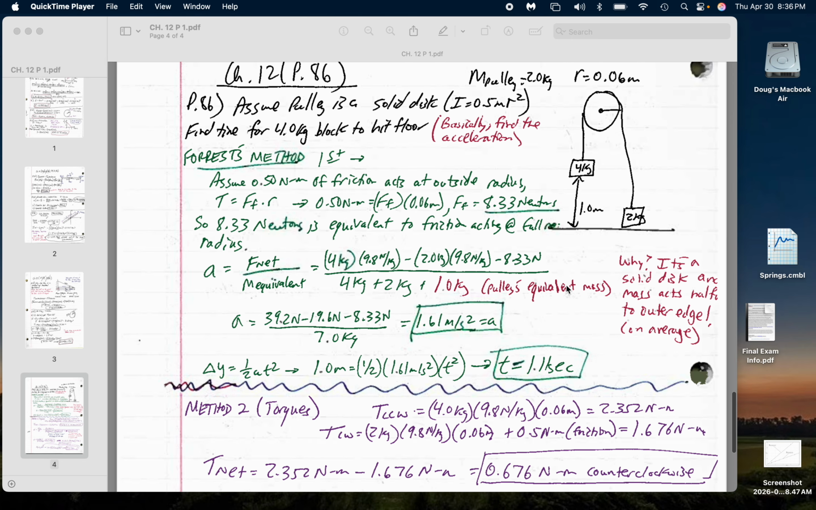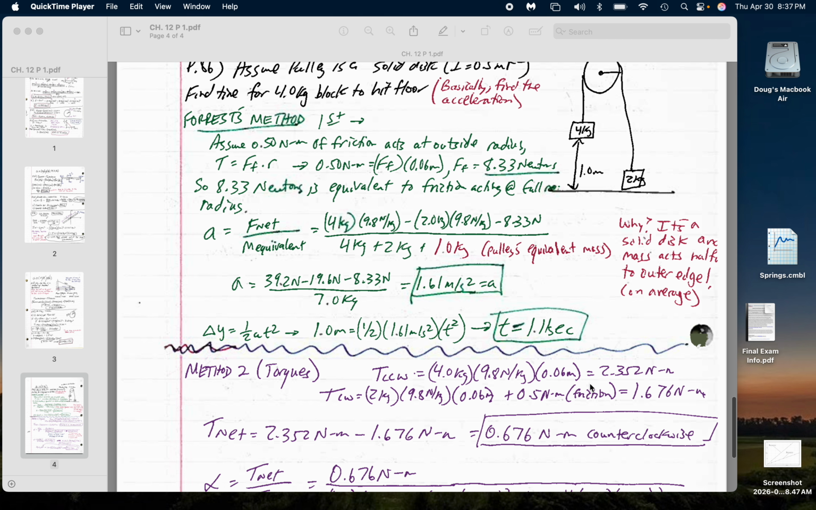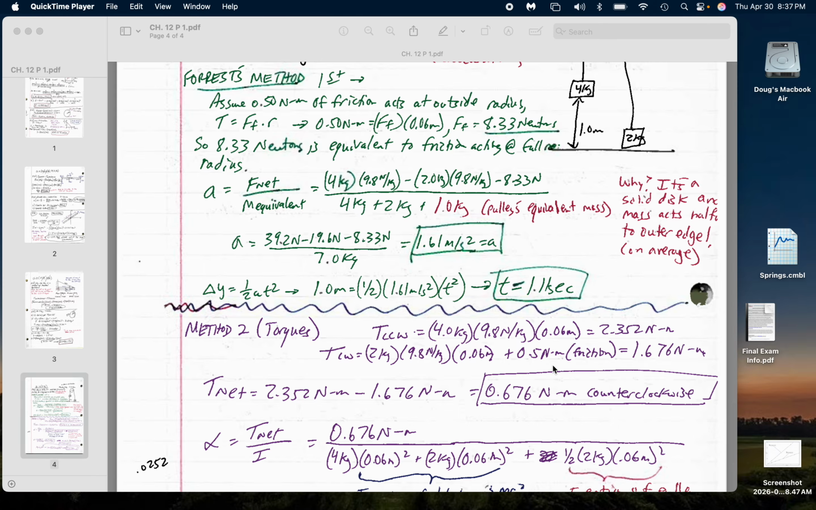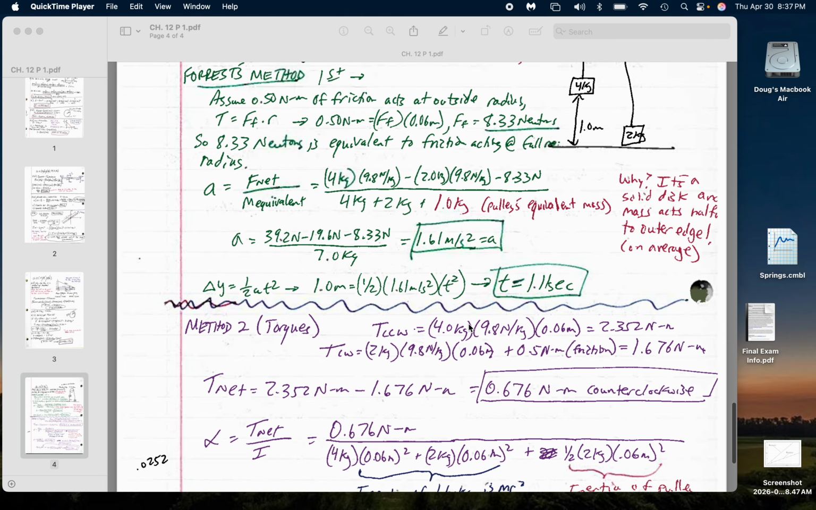Method 2 is torques. Well, here I get 4 times 9.8 times 0.06 meters is my counterclockwise torque. This is a clockwise torque caused by the 2 kilogram object. So I'd subtract those off, and also subtract off the 0.5 newton meters of torque due to friction. So overall, that's the amount of clockwise torque with friction and torque caused by the 2 kilogram mass, and this is the counterclockwise torque. So I get a net torque of 0.676 newton meters clockwise.